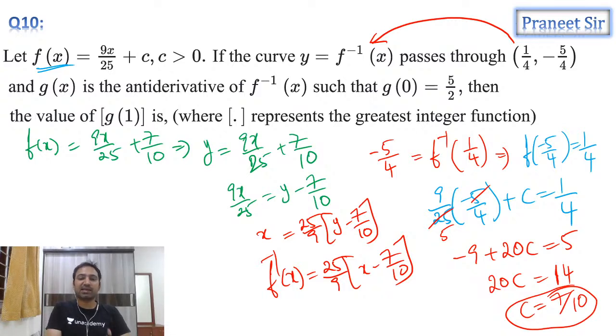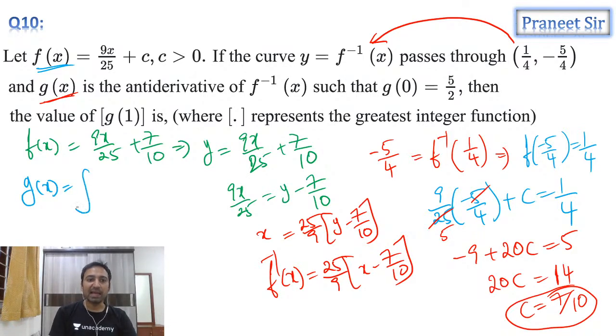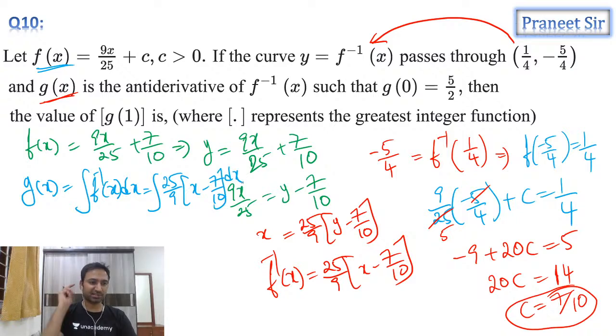But what is g of x, guys? g of x is the antiderivative of f inverse x, correct? So what he's saying is g of x is equal to the antiderivative, that means integration of f inverse x. f inverse x already we calculated. What is it, guys? f inverse x is 25 by 9 into x minus 7 by 10. So let's calculate integration of this.